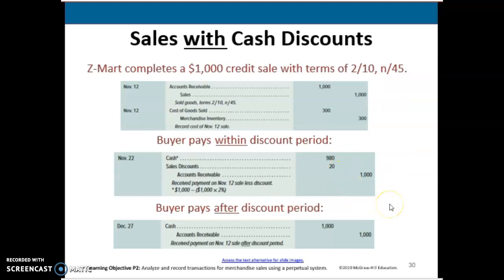If for some reason they did not pay us within the discount period, then they would owe us that full $1,000, and we would debit cash for $1,000 and credit accounts receivable for $1,000.